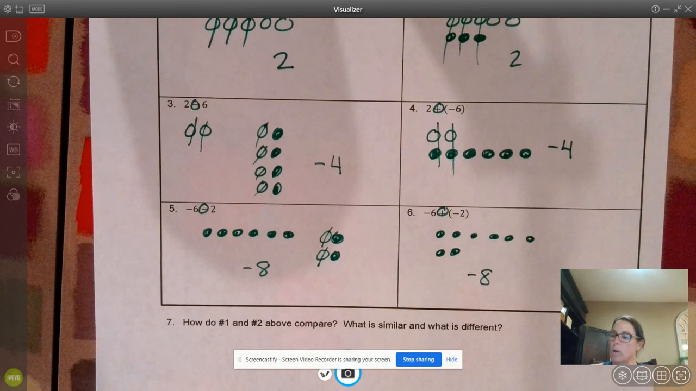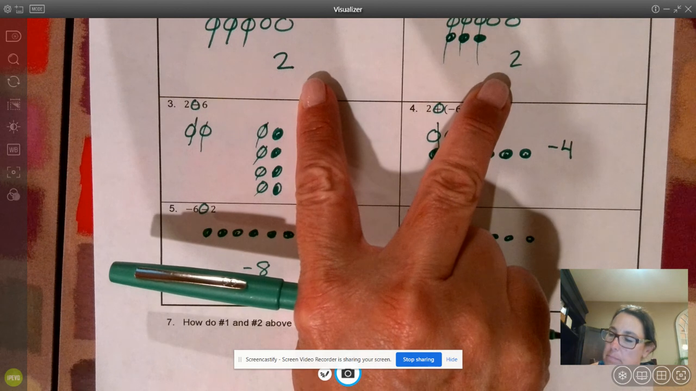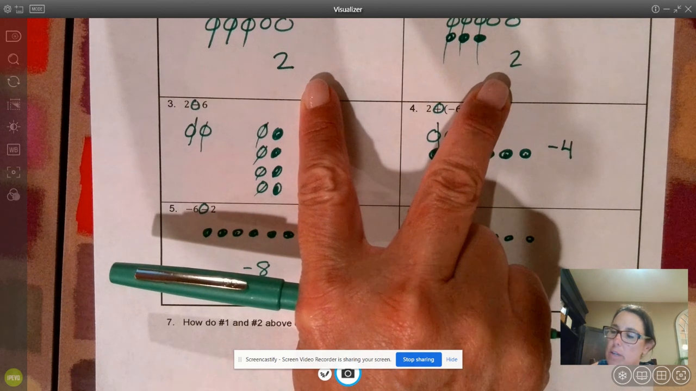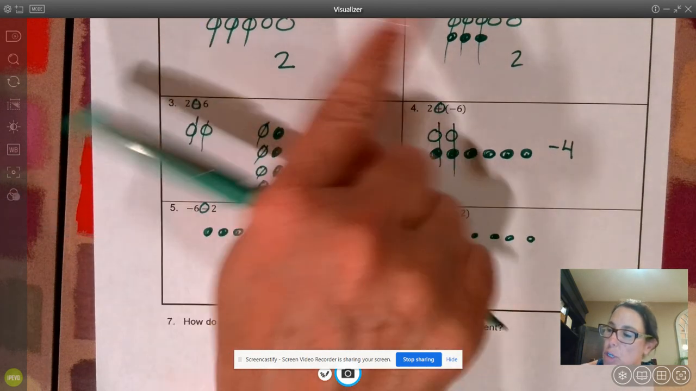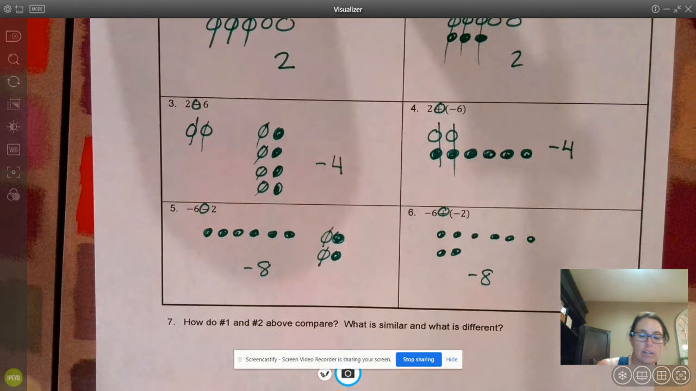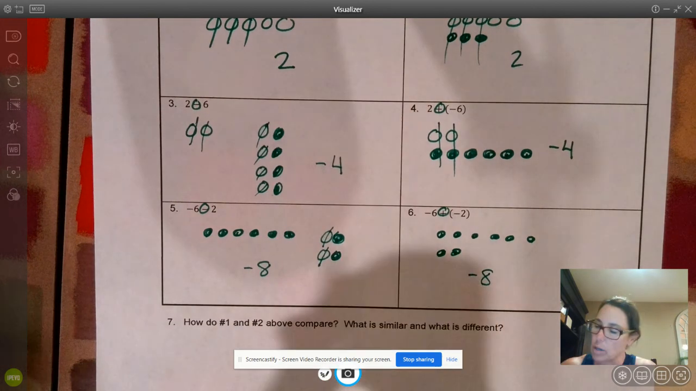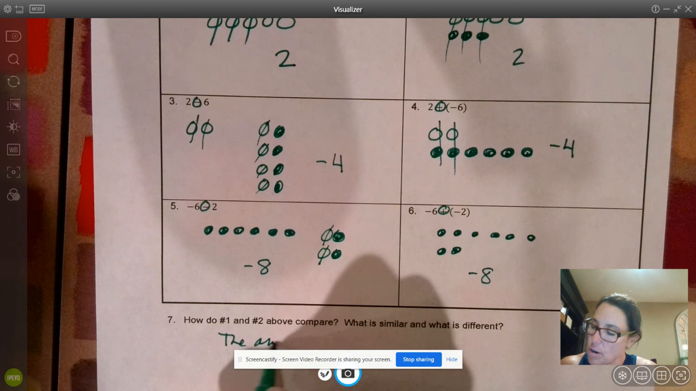All right, question number 7. How do number 1 and 2 above compare? What is similar? What is different? So number 1 and 2, I'm noticing the answer's the same, but I'm noticing that the operation, subtraction and addition, is different.